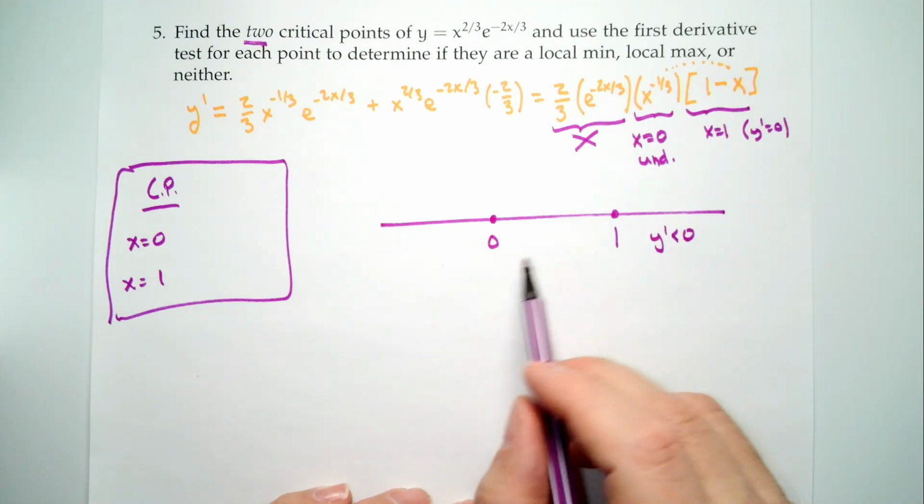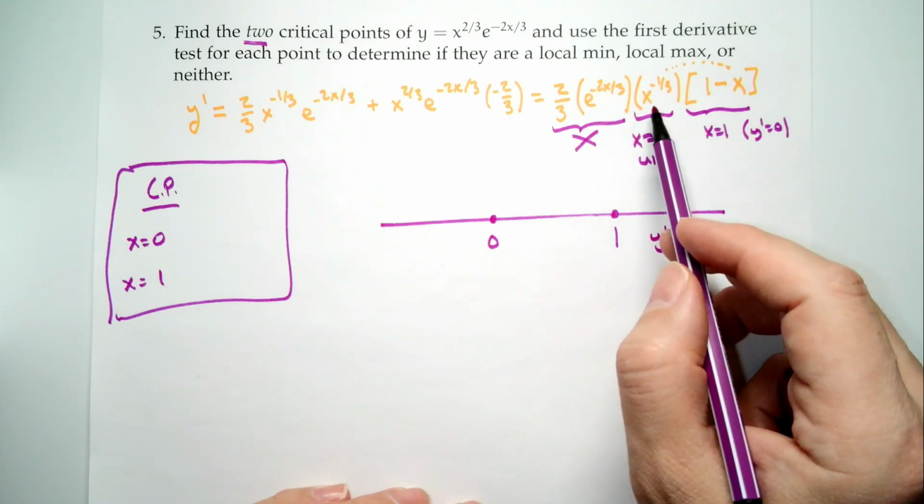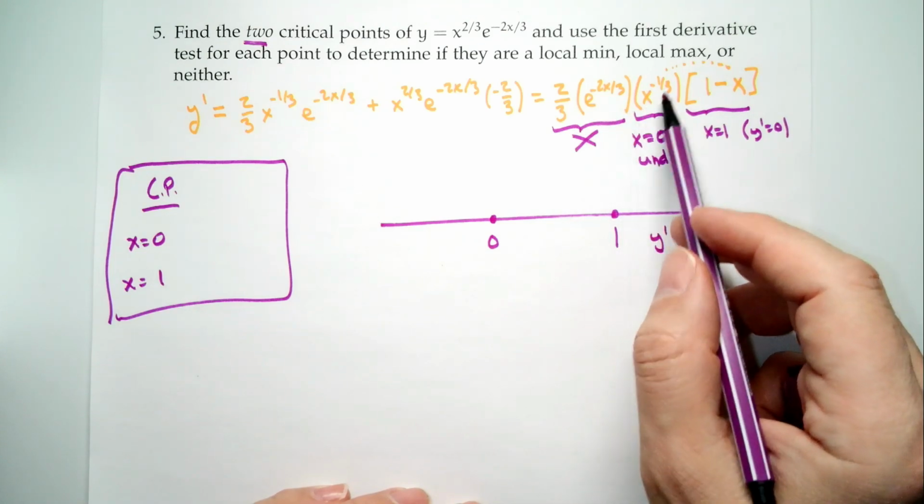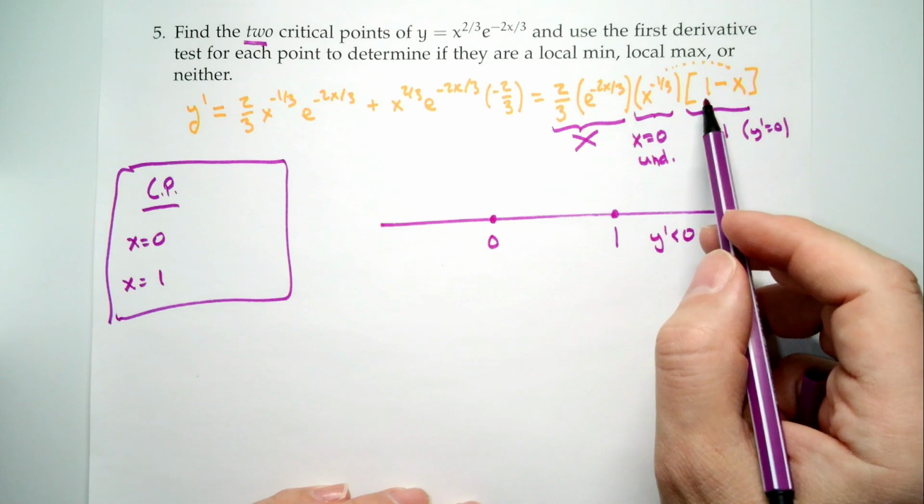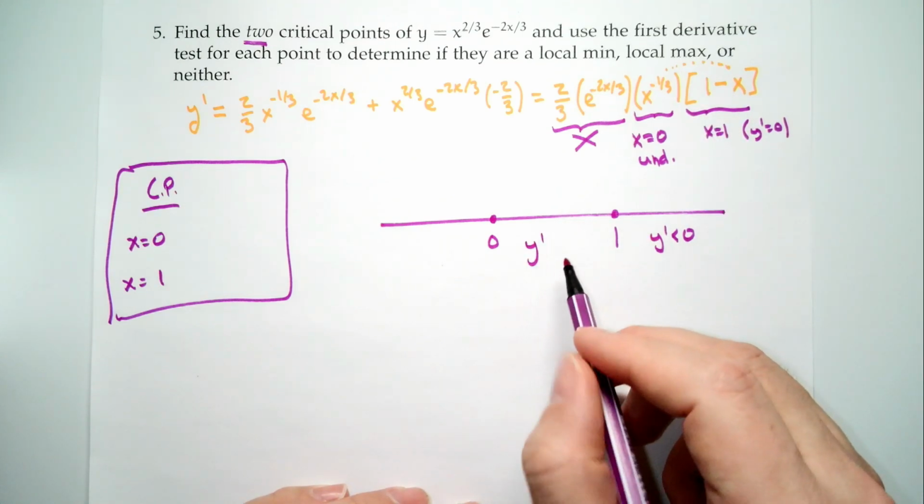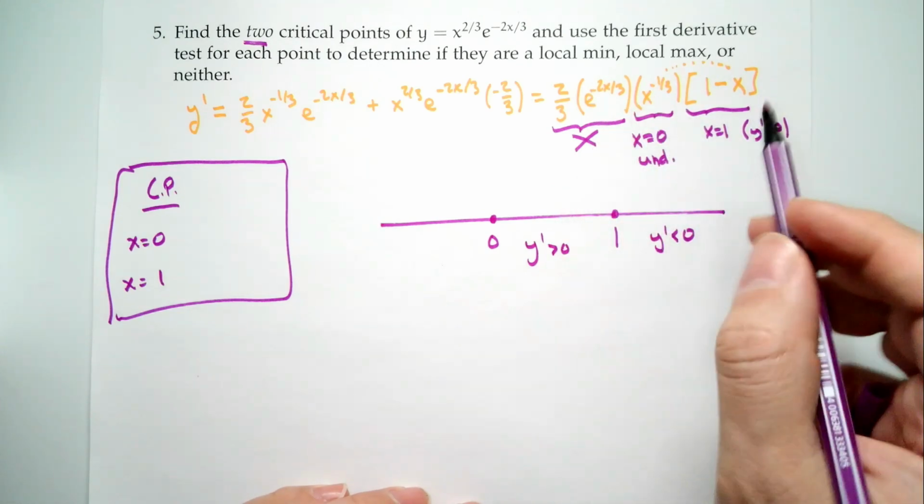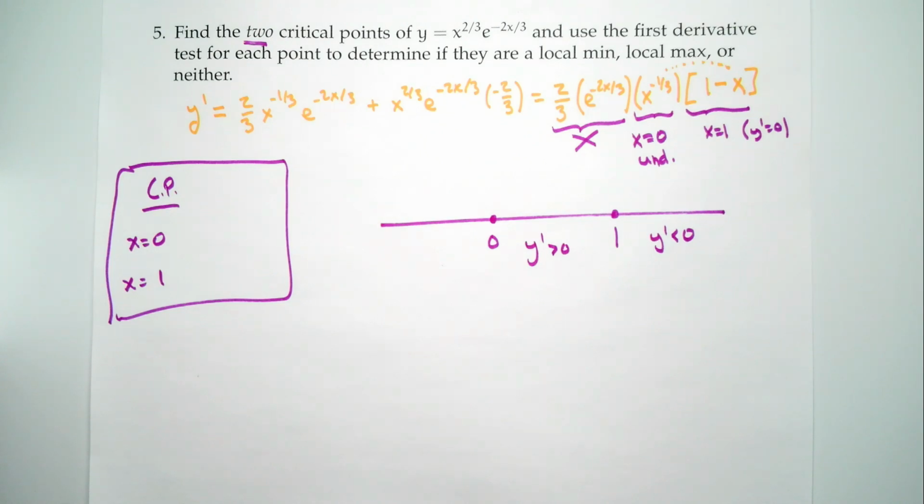Okay, between 0 and 1, we can pick something like a half. Positive from the first part. A half to a negative 1/3 is still positive. 1 minus a half is also positive, which means that we are going to be positive. Right? Positive, positive, positive. Everything's looking good. It's a very optimistic interval.